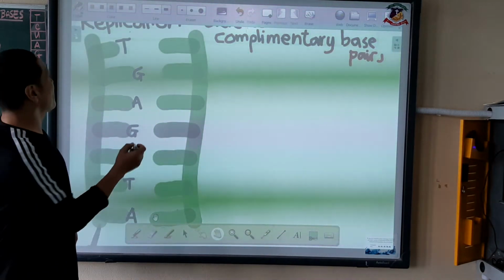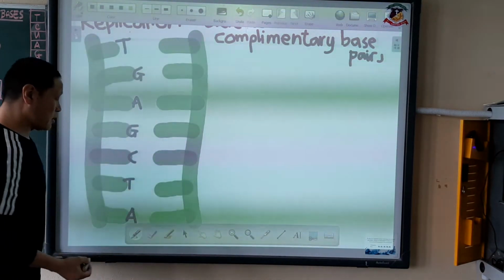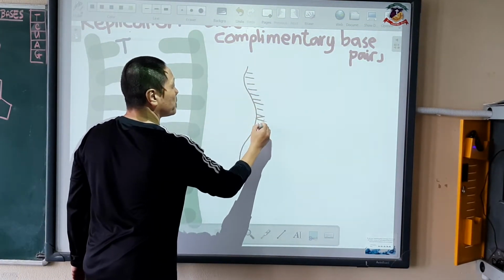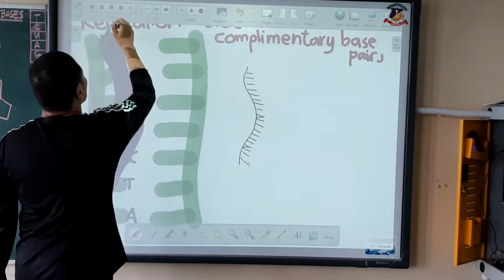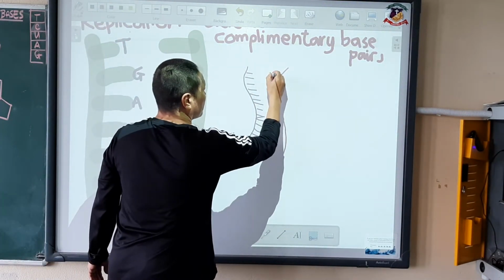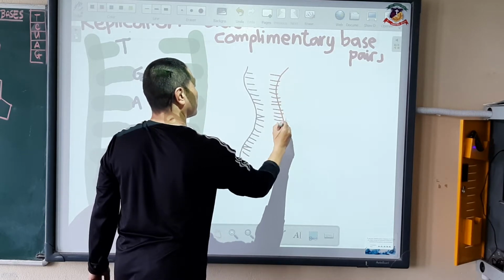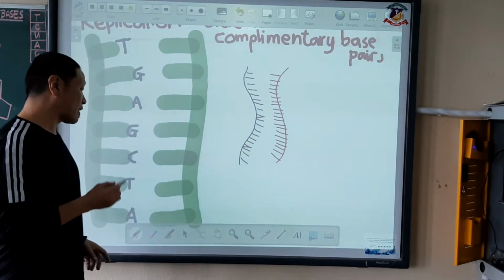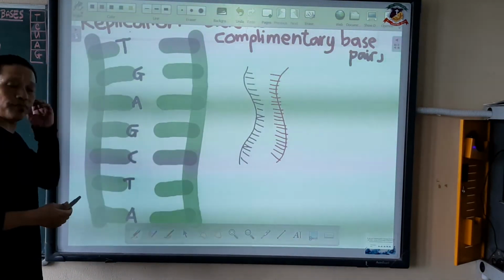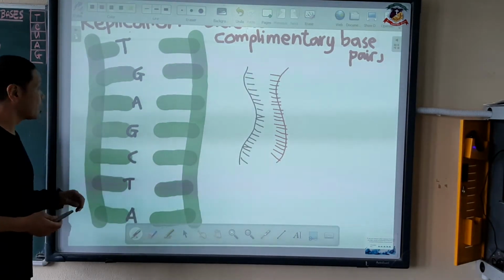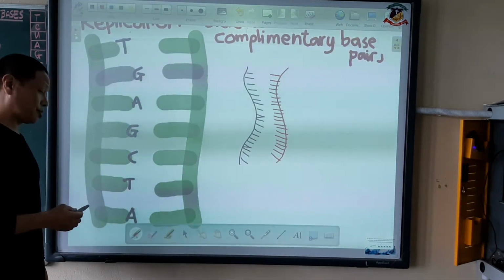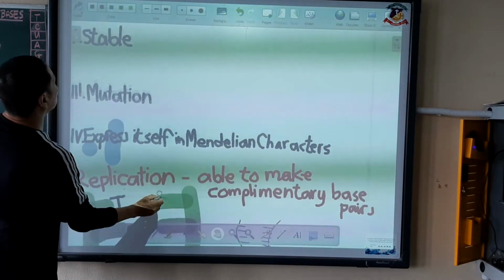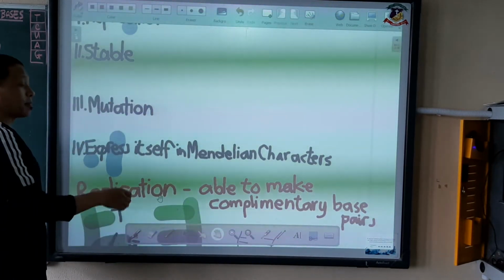But what it means is, a genetic matter, if this is the genetic matter, it should be able to make a new one. Replicate itself. So the entire genome can be copied. So that is one important property of the genetic matter. Second was stable. Genetic matter ought to be stable.